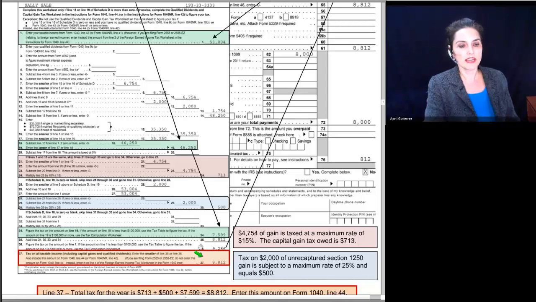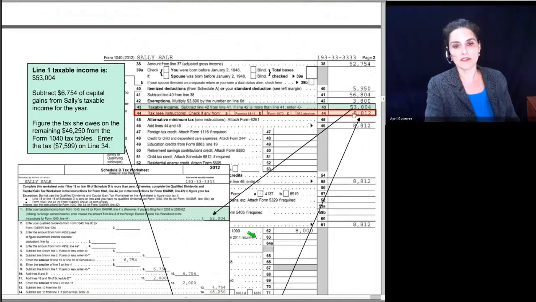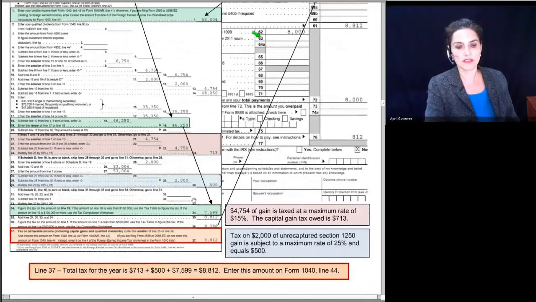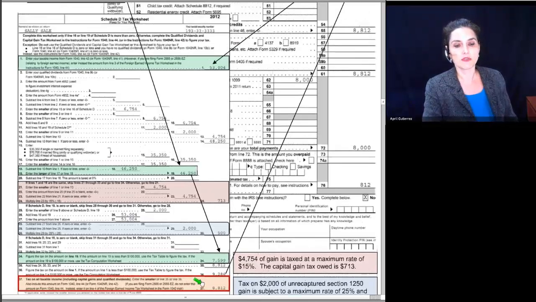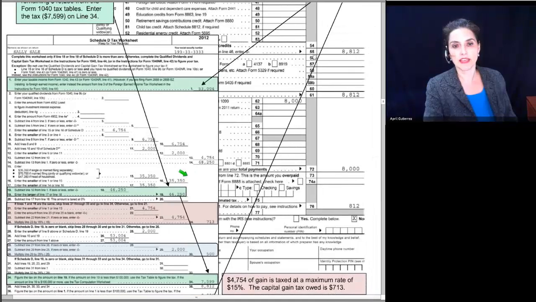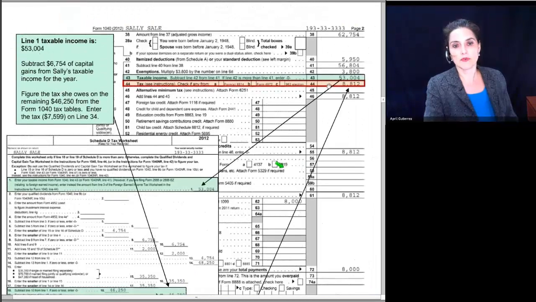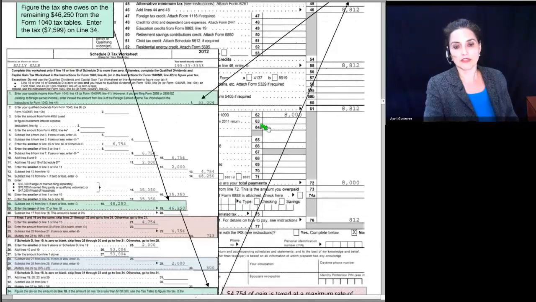Now, if we did go to the tax tables and look up the tax on $53,004, you can do that, and you have to as a part of this worksheet, you end up with $9,286. Well, $9,286 is more than the number on line 37, and so the difference between these two numbers is the amount of tax that Sally is saving because of the reduced capital gain rates. So we take $8,812, which is the final tax she does need to pay, and we enter that on line 44. And then the rest of the return is just showing her withholdings, and she ultimately owes $812.